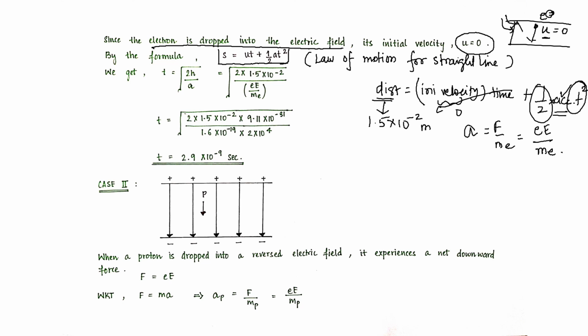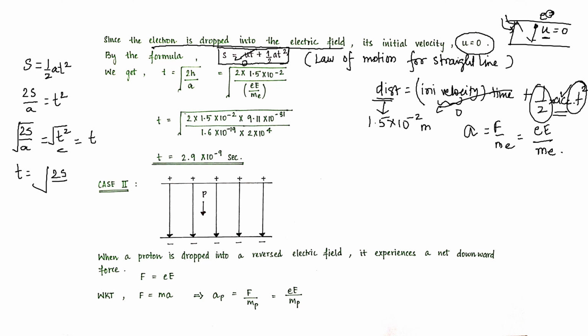Where F is eE. Okay, so substituting this equation, first of all rearranging it, this term is 0, so what we will get is s equals half a t squared. Now 2s upon a equals t squared, taking under root on both the sides, we get t. So what is the value of t? It is under root 2s by a.